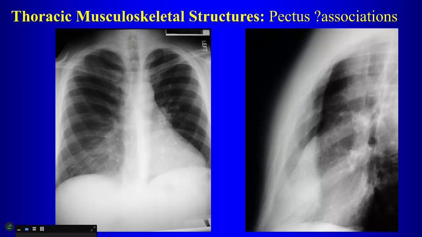You can have aneurysms of the ascending aorta, like Marfan. No, I'm just talking about the pectus deformity itself. What are the clues on the frontal view that this patient might have pectus?